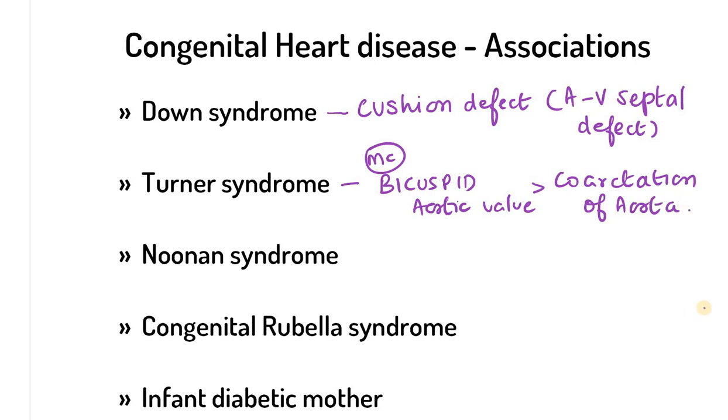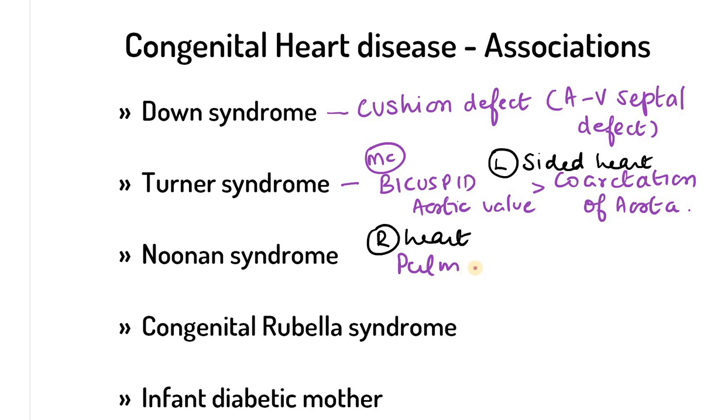Now, aorta means something on the left side. So I remember it like this: Turner syndrome is associated with left-sided heart lesions. Whereas Noonan syndrome is associated with right-sided heart lesions. What is on the right side? Right atrium, right ventricle and pulmonary valve. Yes, the most common association is pulmonary stenosis. That's what I want you to remember for Noonan syndrome.